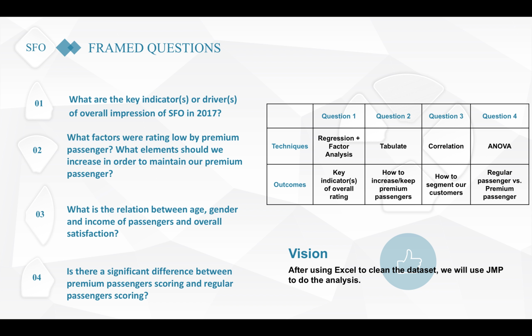Thirdly, we want to test if there are some relationships between customer demographics and overall satisfaction to help us segment our customers. Lastly, we want to know if there is a significant difference between premium passenger scoring and regular passenger scoring. We will first use Excel to clean the dataset, and then we will use JMP to do the analysis. You can see from this table we list all the techniques and outcomes we will use to analyze each question, to have a clear understanding of our vision of the project.